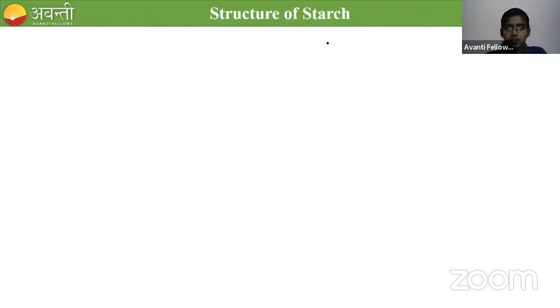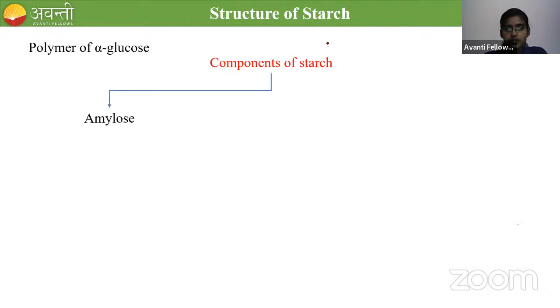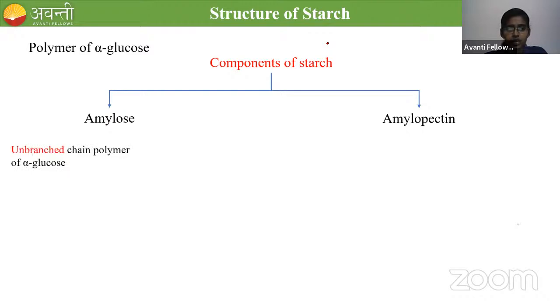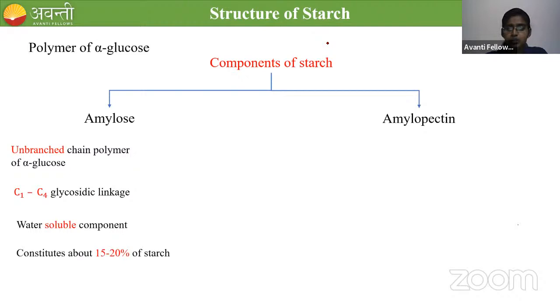Let me discuss some information about the structure of starch with you. Starch is a polymer of alpha glucose. There are two components of starch. One is amylose, the other is amylopectin. And we got the question from these two only. Amylose is an unbranched chain polymer of alpha glucose, and it contains C1-C4 linkage, water soluble in nature, and 15 to 20% of starch is amylose.